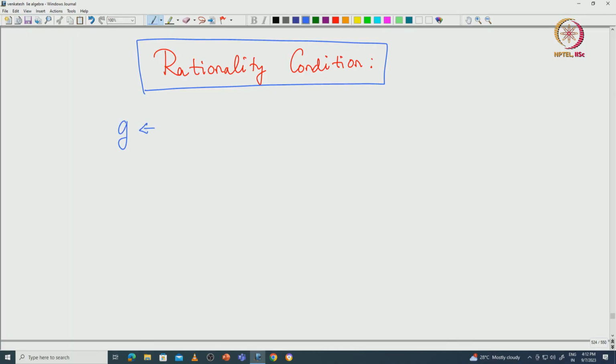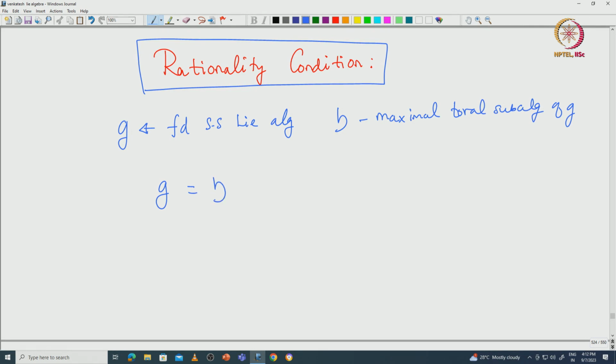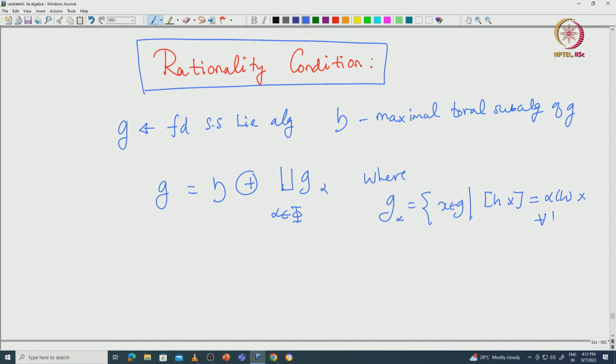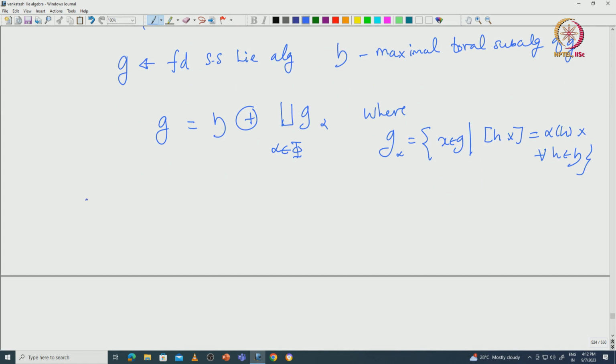So, we take G to be a finite dimensional semisimple Lie algebra and H a maximal toral subalgebra of G. Then we have this root space decomposition G equals H direct sum G alpha, alpha coming from phi, where these G alpha are the simultaneous eigenspaces, those x in G such that the bracket [h, x] is equal to alpha of h times x for all h in H. So, we observed many things about these root spaces.